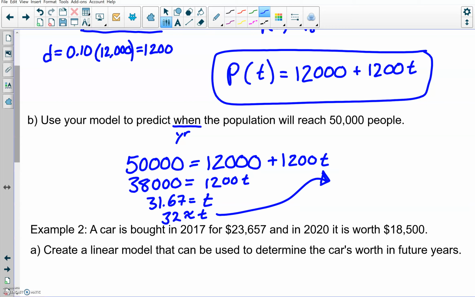And we don't stop there. Remember, we've got to figure out the year. When did this happen? So 2018 plus 32 would then be 2050 is when we'd expect this population to reach 50,000 with that linear growth rate. So key thing: find t, then add it to the starting year that they give you to get when things happen.